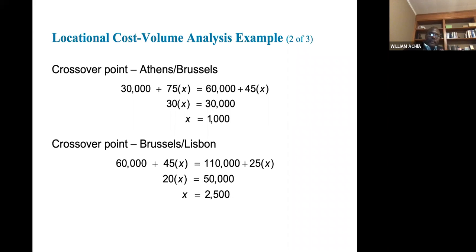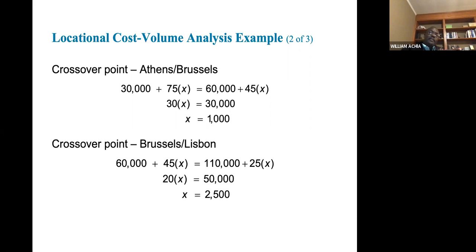So we factor in the total fixed cost plus total variable cost at Athens and set that equal to the total fixed cost plus total variable cost in Brussels. If we bring the like terms together, 75 minus 45 gives us 30. So 30x equals 60 minus 30, which is 30,000. We find that at a production level of 1,000 units, we are really indifferent between Athens and Brussels. You can set up operations in either one, and our total cost would be the exact same.